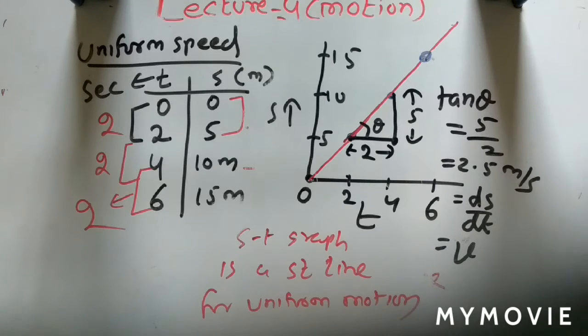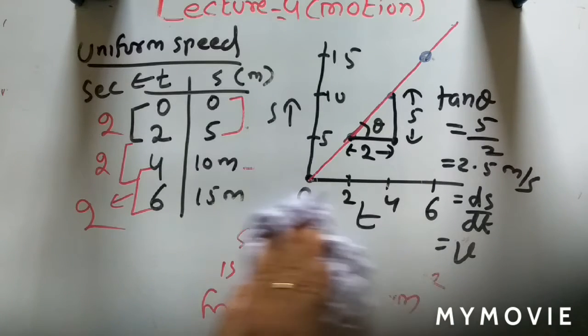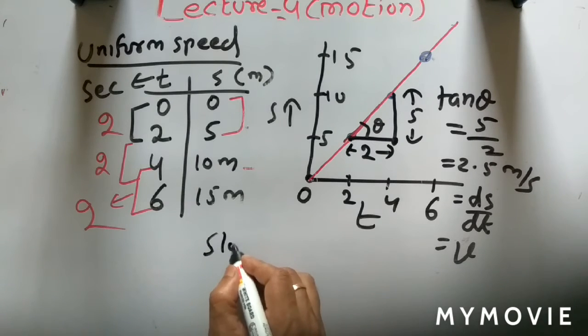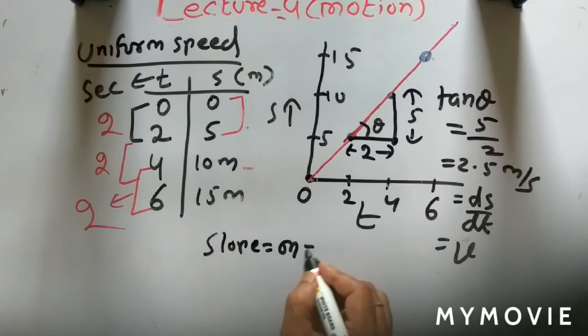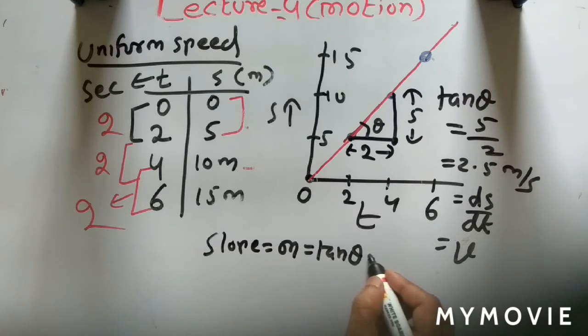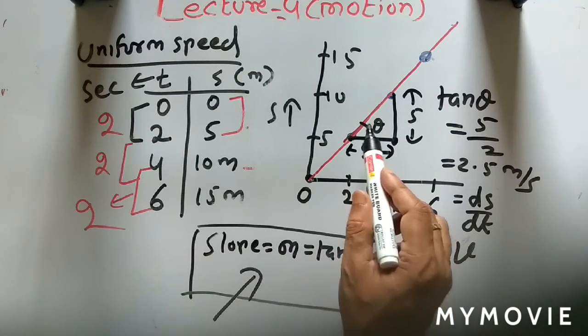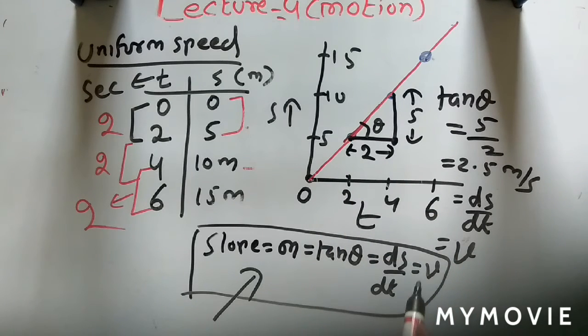So speed can be measured by measuring the slope. I have already discussed this in lecture number 3. What do you mean by the slope? Slope is represented by m, which is equal to tan theta. This tan theta represents ds by dt, which is equal to speed. This is also a very important concept. A question may come from the distance-time graph: how will you find the speed? You will find the speed by measuring the slope of the distance-time characteristic.